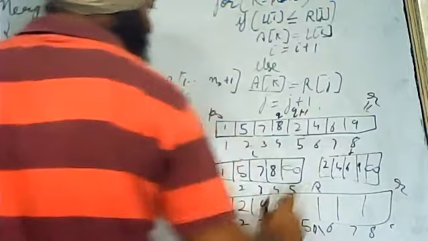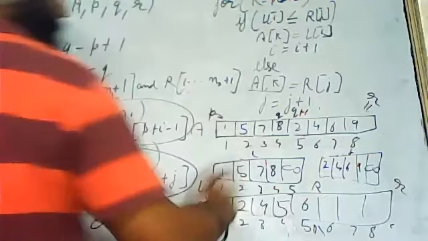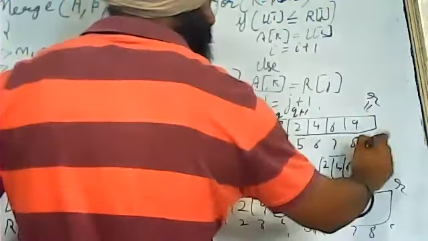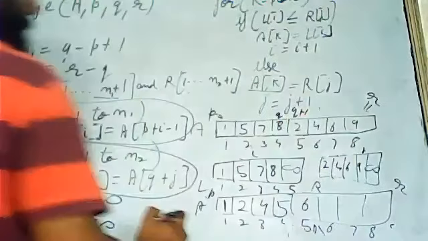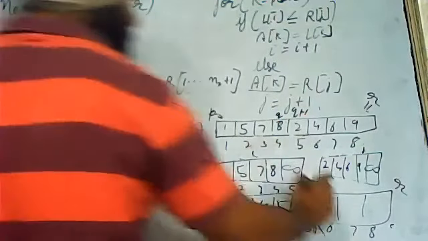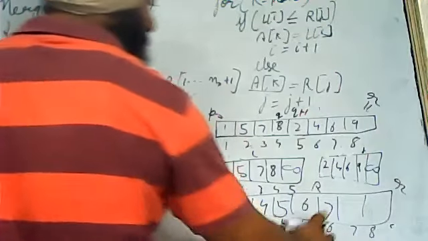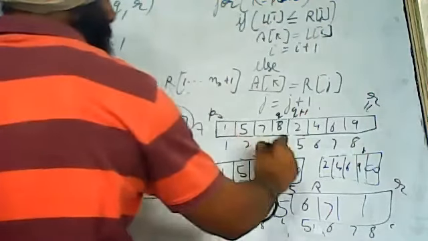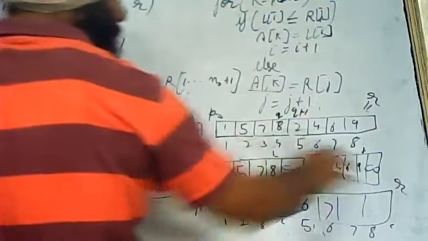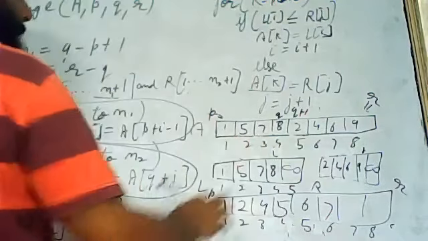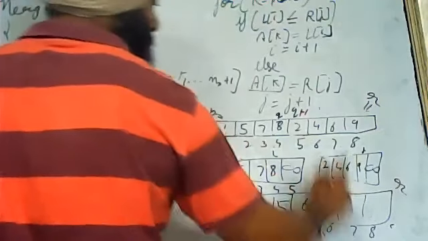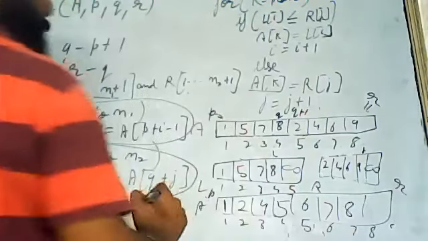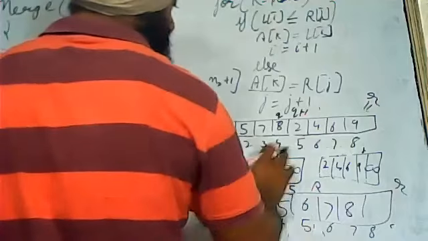Okay, and next time this will become P now, and 7 and 6 will get compared. 6 is smaller, 6 will get copied, and this index will get incremented. Now 7 is smaller again, and at this position 7 will get copied and I will get incremented. Now I and J both will be compared. 8 is smaller than 9. 8 will get copied here at the next position and I will get incremented.